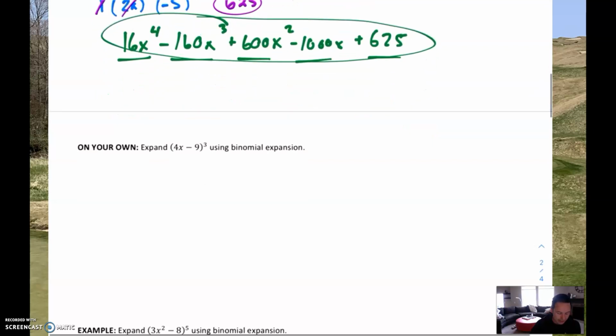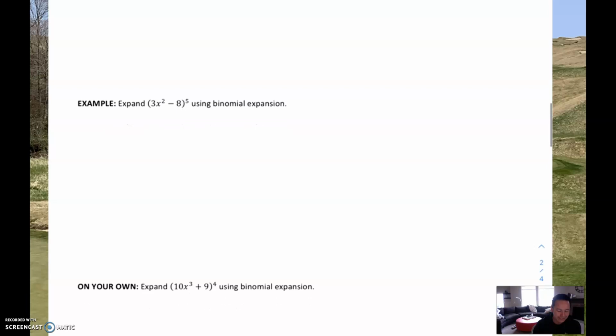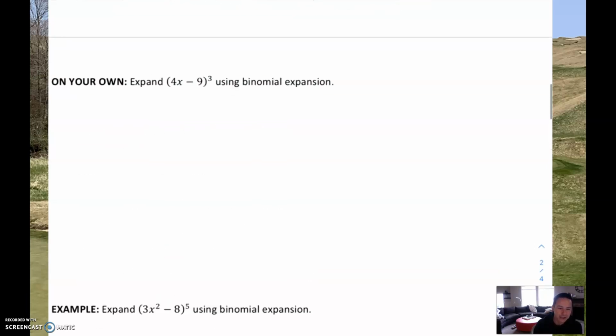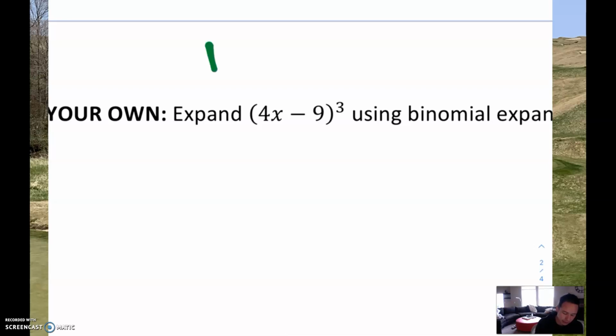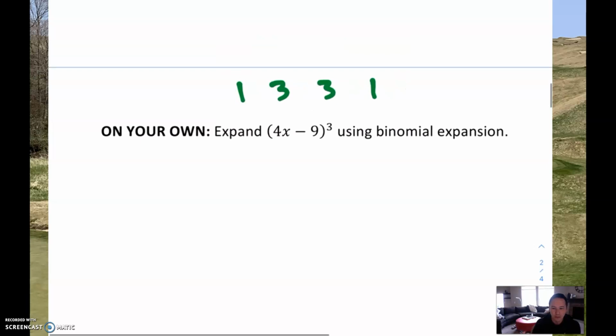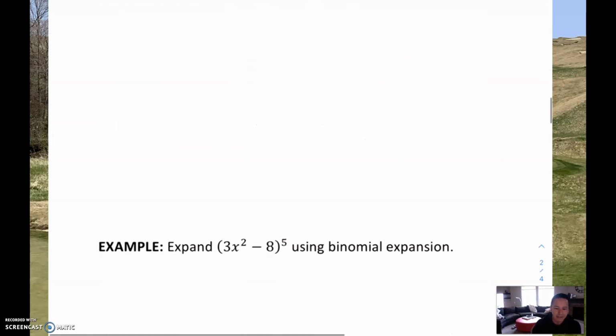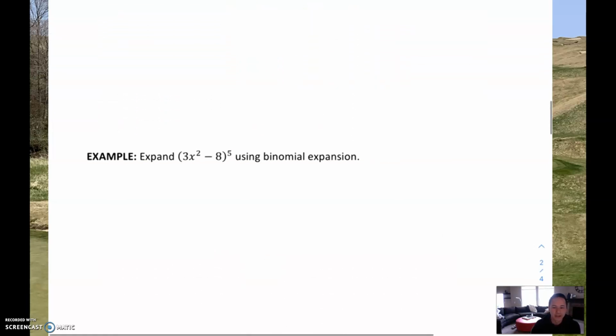So go ahead and try the next one on your own. I'm going to create a separate video for this last example. So go ahead and try the last one on your own. It's to the 3rd power, so you are going to use the 3rd row, which is 1, 3, 3, 1. Make sure you know how to set it up. Hopefully you got it right. And then come on back for that next video and I'll show you how to do the last one.